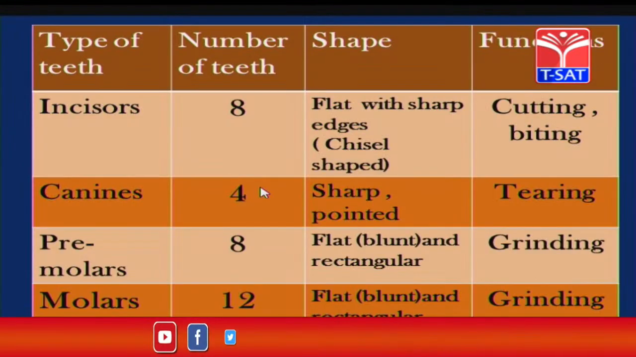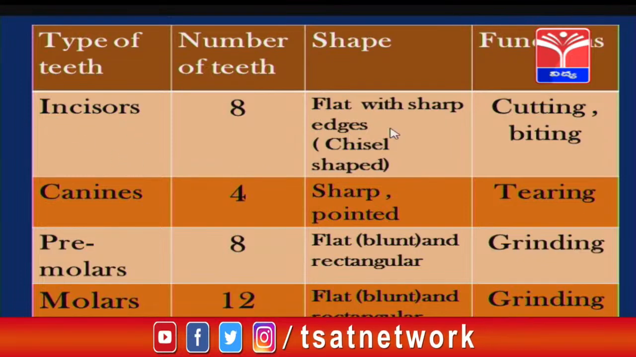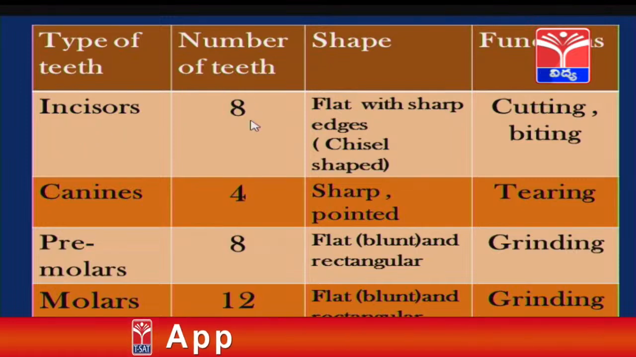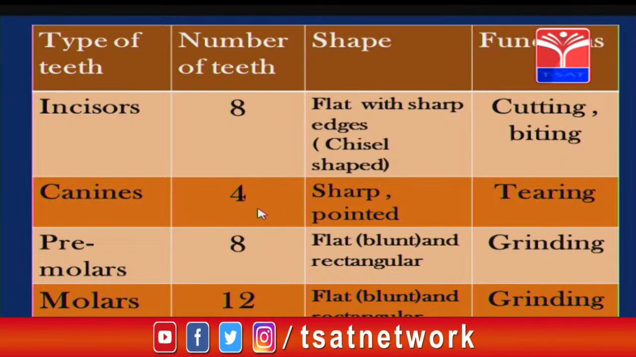Students, look at this. This table shows the type of teeth, their shape and their functions. Incisors, number of teeth are 8, the shape they are flat with sharp edges, that is chisel shaped, and they are used in cutting and biting the food. Canines, the number of teeth are 4, they are sharp and pointed.